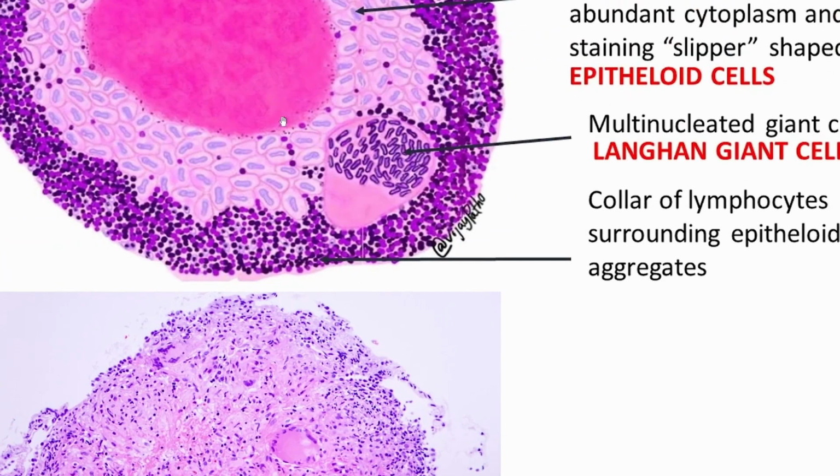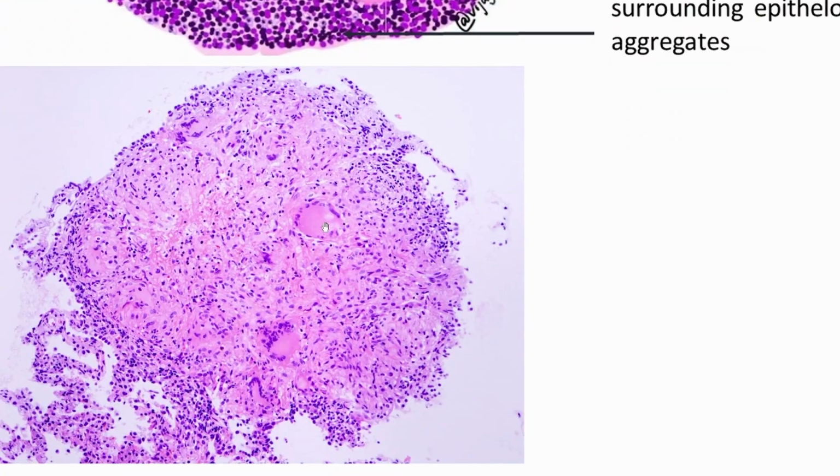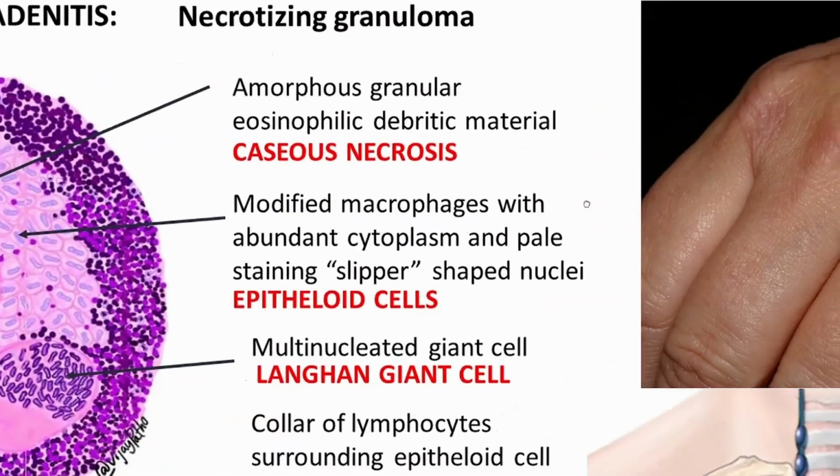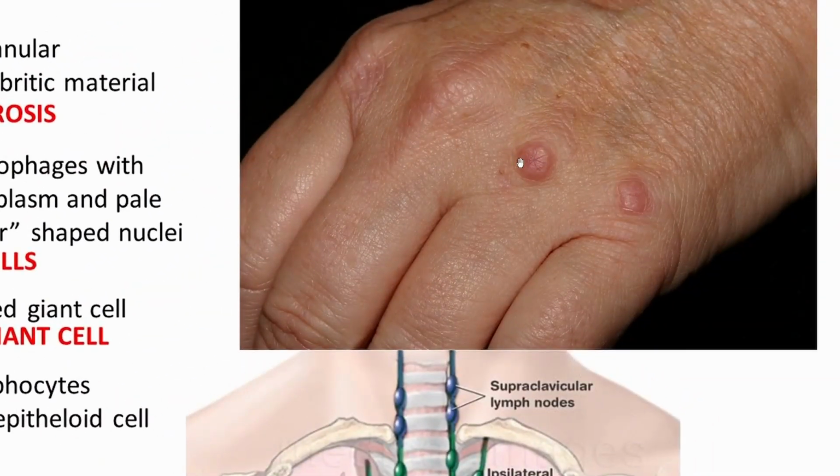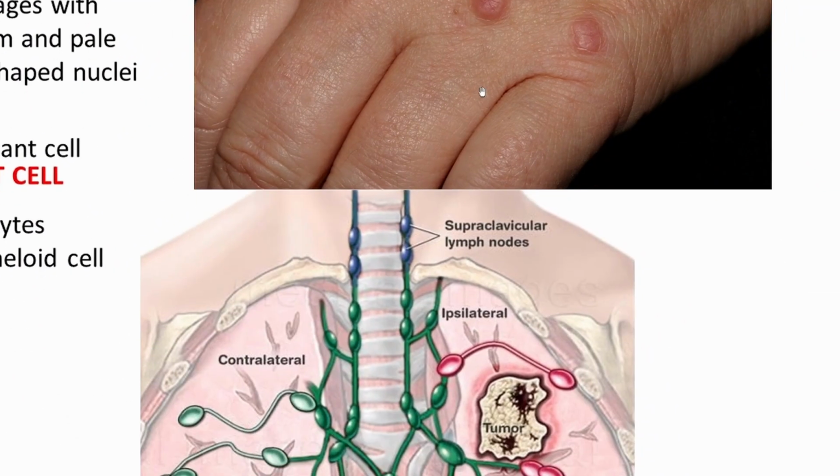So that was the cartoon picture. This is the real picture, as you can see here. I don't know if I can zoom in more, but see, this pinkish material is nothing but the caseous necrosis, and surrounding that we have all these slipper shaped cells, and surrounding that we have lymphocytes. Okay, all this is caseating necrosis. So that is granuloma, and this is how it looks gross, like from outside.